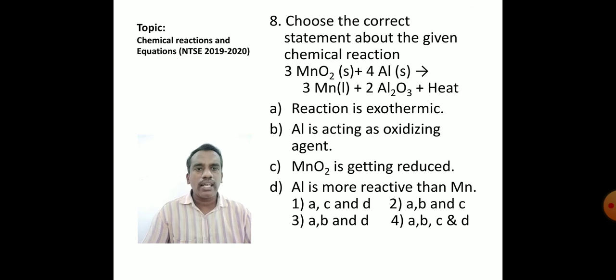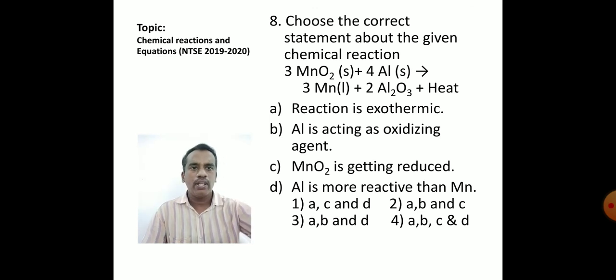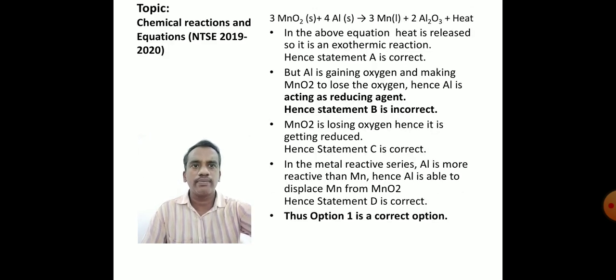So which are the correct options? Option 1, A, C and D are correct, they mentioned. Which one is false? We already got that aluminum is a reducing agent here but not an oxidizing agent. So I agree with option 1 as the true statement. You can study the explanation part here.